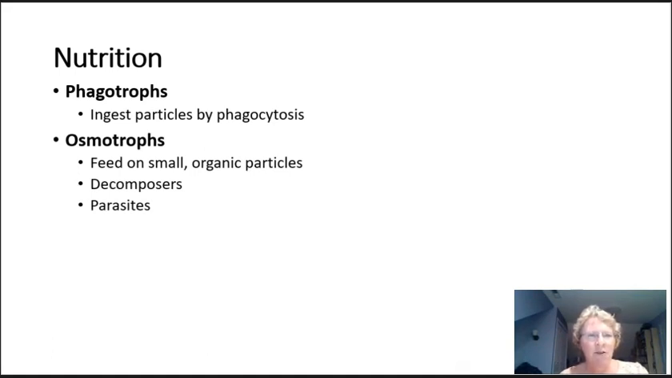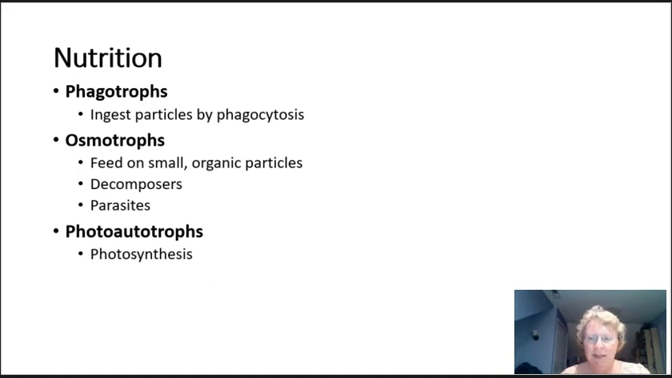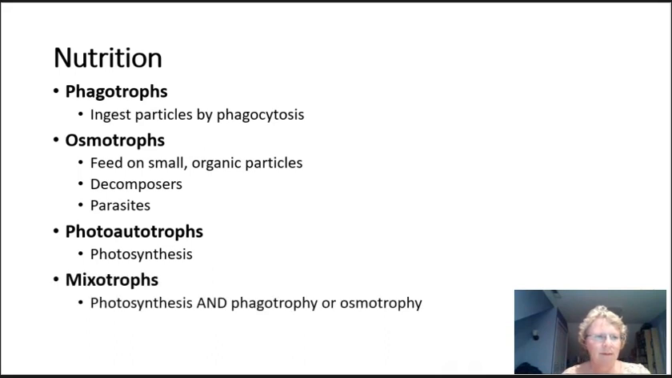Osmotrophs are also feeding on organic particles, but these particles are quite a bit smaller. Osmotrophs may include protists that are working as decomposers, and they may also include protists that are parasites and feeding on the cells of their hosts. Another mode of nutrition is photoautotrophs, which are performing photosynthesis, like your algae. The mixotrophs do both. They do photosynthesis and some type of heterotrophic feeding, such as phagotrophy or osmotrophy.